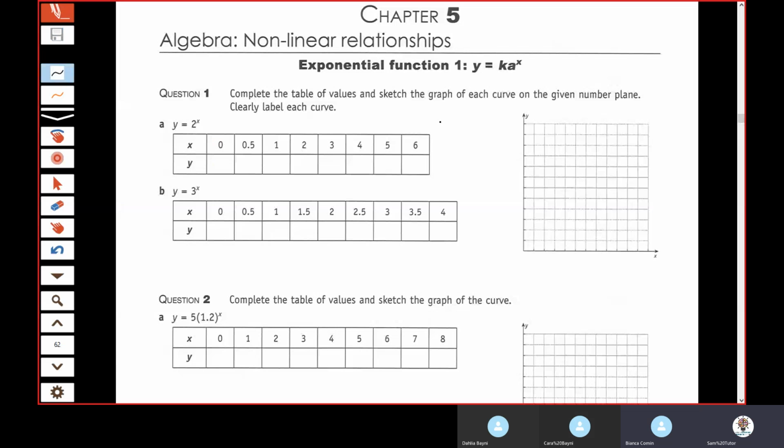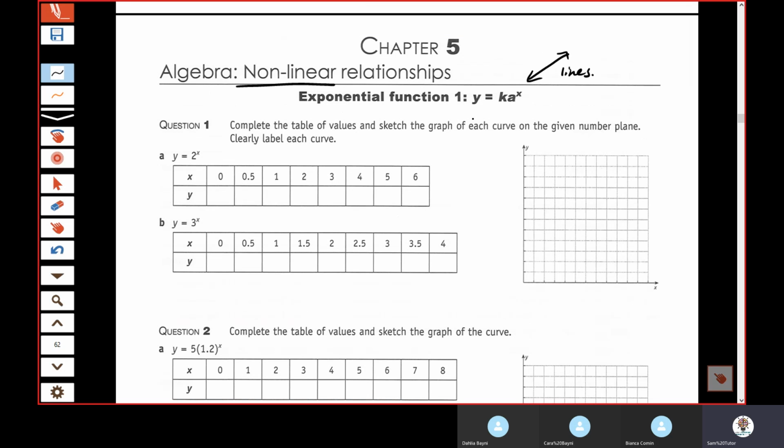Next chapter would be algebra with non-linear relationships. What you've done previously has always been linear, which means lines. These are going to be non-linear, so they're not going to be lines. There's only three that we look at. We look at the exponential function, which looks something like this. Then we look at parabolas or quadratics, which looks something like this. And then the last one we look at is hyperbolas, which looks something like this.